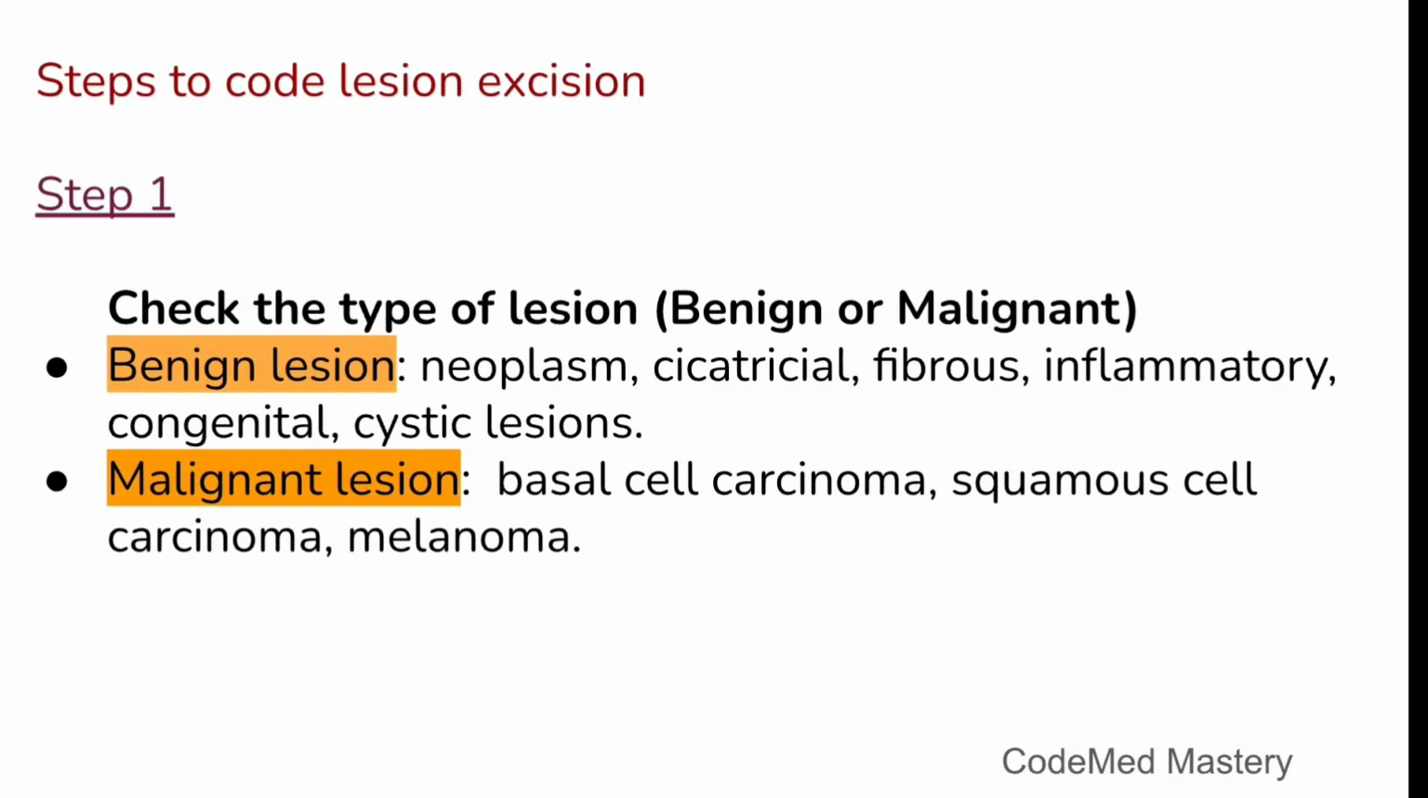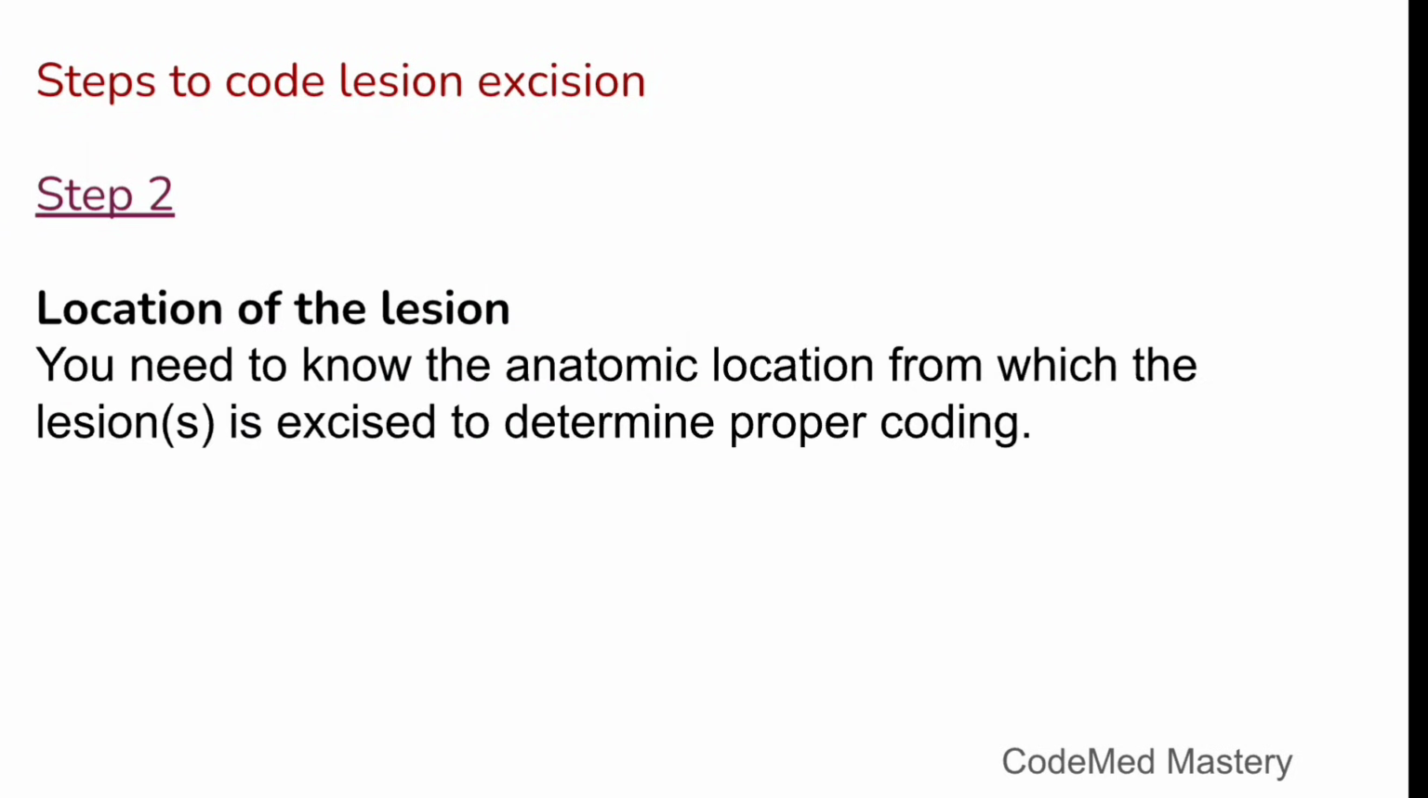Next, let us look at the steps to code lesion excision. We'll start with step 1. That is, we have to check the type of lesion, whether it is benign or malignant. In the operative report, if they have given neoplasm, cicatricial, fibrous, inflammatory, congenital or cystic lesions, then you have to understand that it is a benign lesion. If they have given basal cell carcinoma, squamous cell carcinoma or melanoma, then you have to understand it is malignant lesion. All these terms are given in the CPT manual under lesion excision. Please highlight them. So we studied step 1, that is checking the type of lesion, benign or malignant.